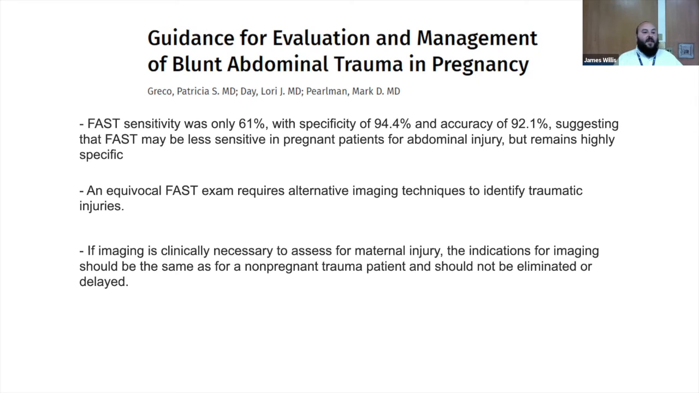What it found is, ultimately, the FAST sensitivity was 61%, specificity was 94%, accuracy 92%, which suggests that the FAST may be less sensitive in pregnant patients for abdominal injury, but it still remains highly specific. An equivocal FAST exam requires alternative imaging techniques to identify traumatic injuries, and if imaging is clinically necessary to assess for maternal injury, the indications for imaging should be the same as for a non-pregnant trauma patient and should not be eliminated or delayed.